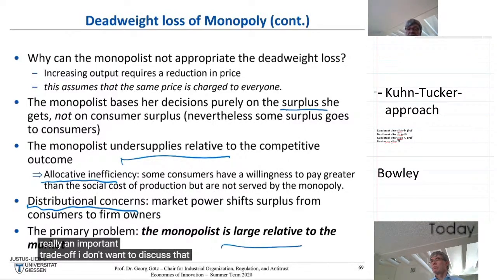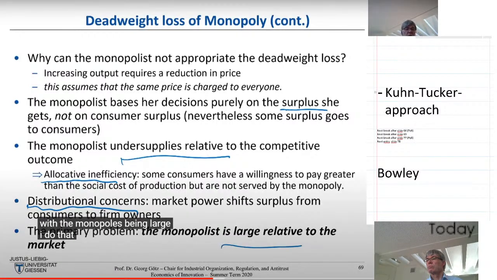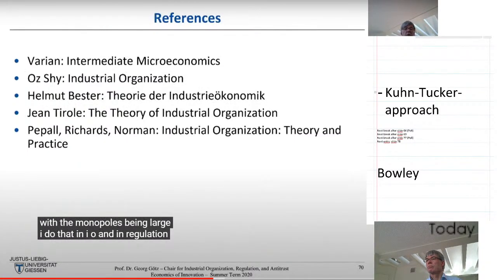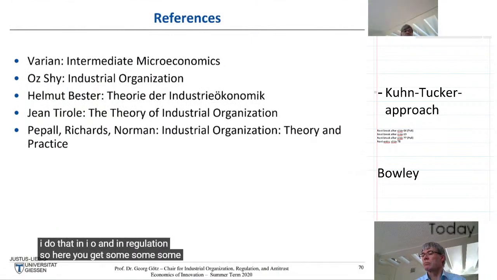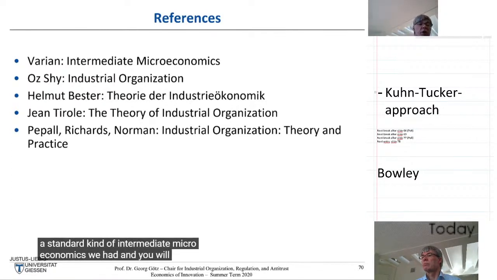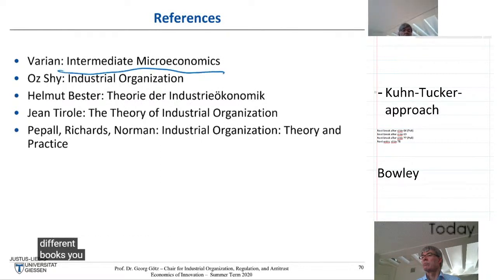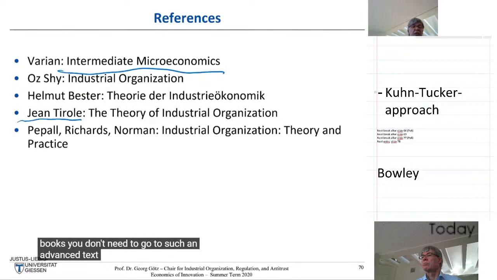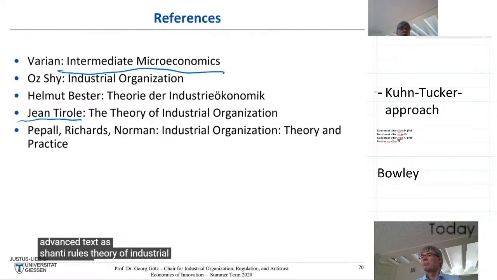I don't want to discuss that with the monopolies being large. I do that in IO and in regulation. So here you get some references if you have problems. This is just really a standard kind of intermediate microeconomics we had, and you will find all these topics in all the different books. You don't need to go to such an advanced text as Jean Tirole's Theory of Industrial Organization, even though, of course, that's our Bible.